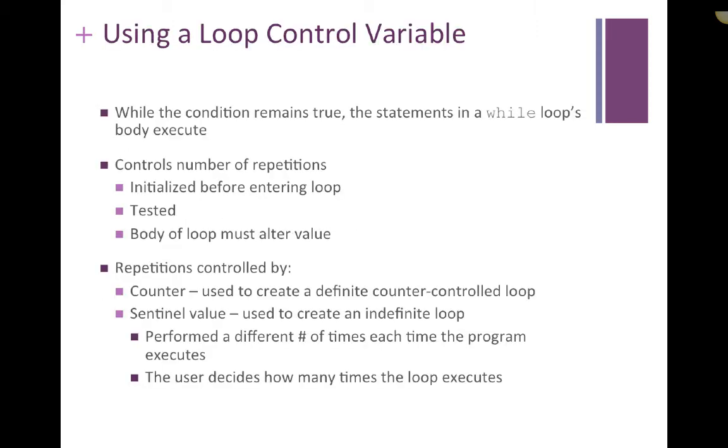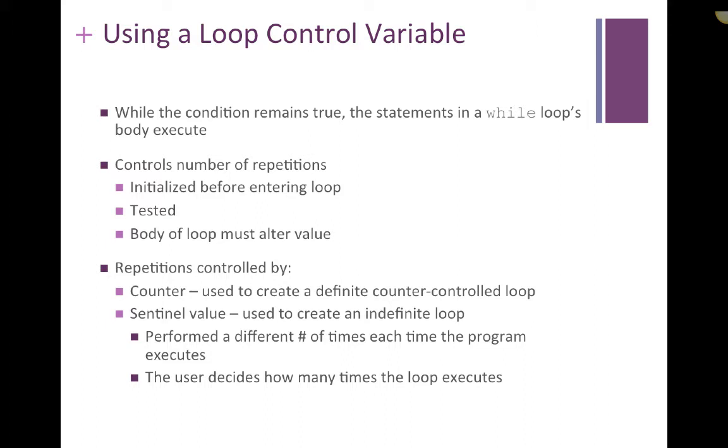So inside of that while loop, we've got to make sure that we've got a couple things taken care of so that our loop will end. The first thing is we need to make sure that we've got the value for the condition initialized before entering the loop. The testing happens while the condition is true, and then inside of the loop we have to alter that loop control variable so that we can get a new value for our condition to check.